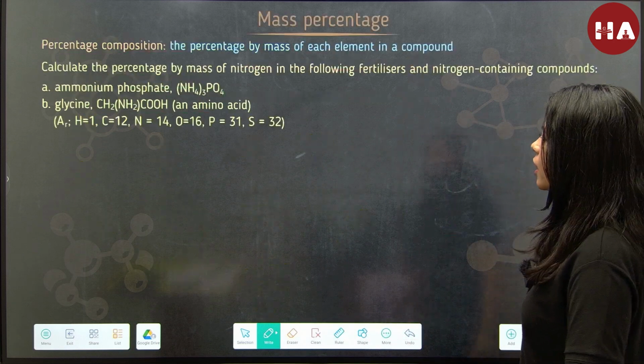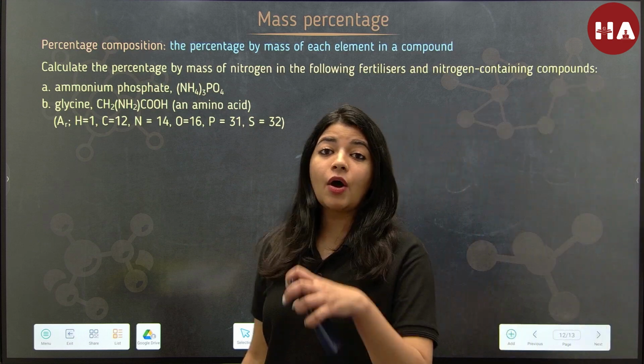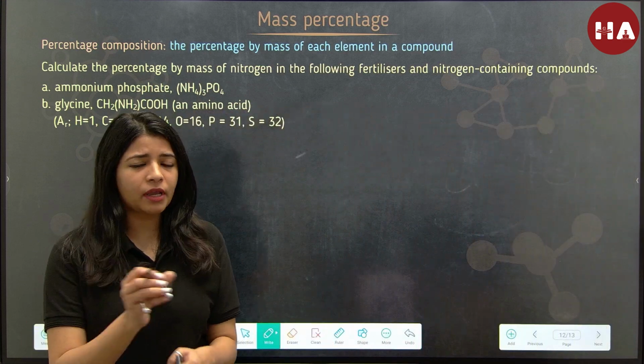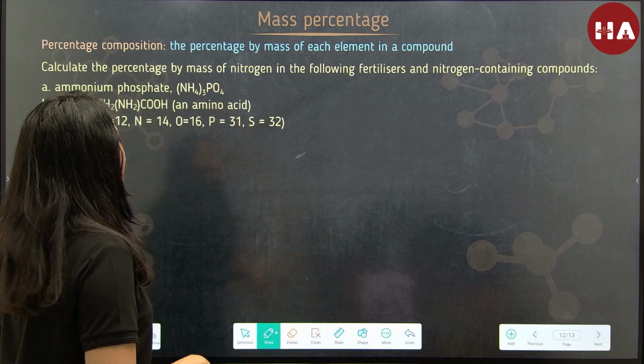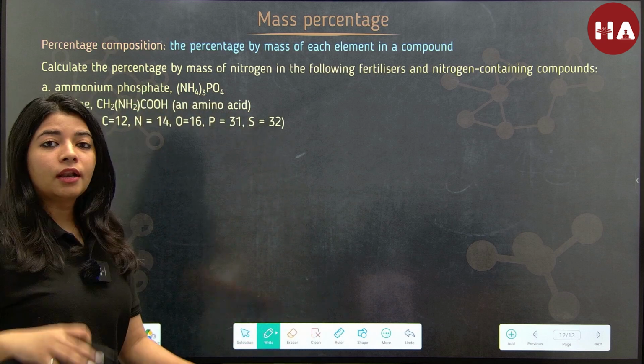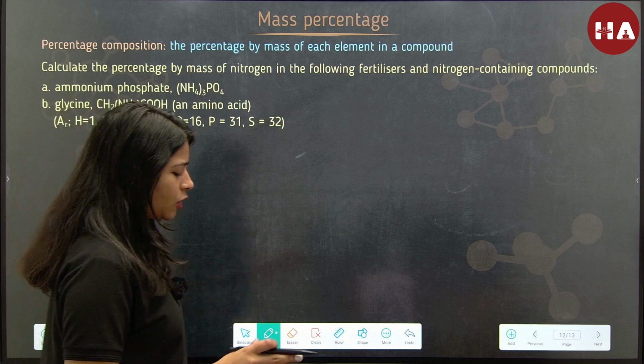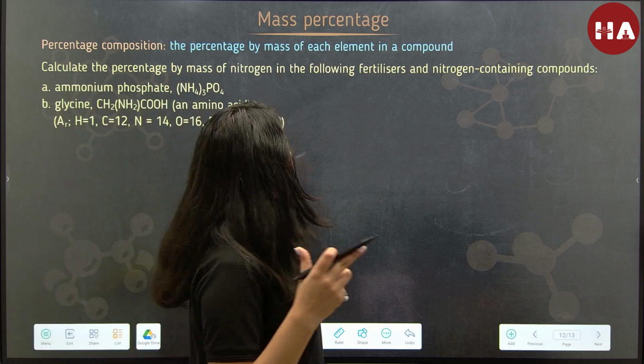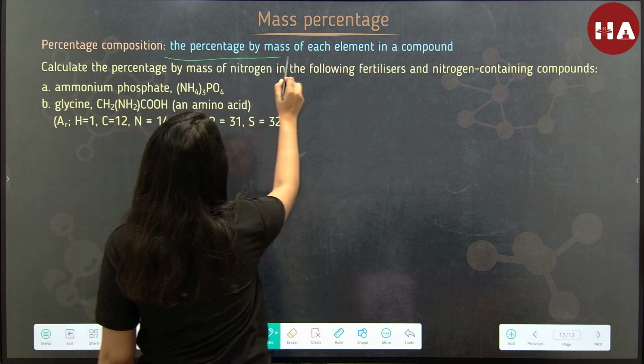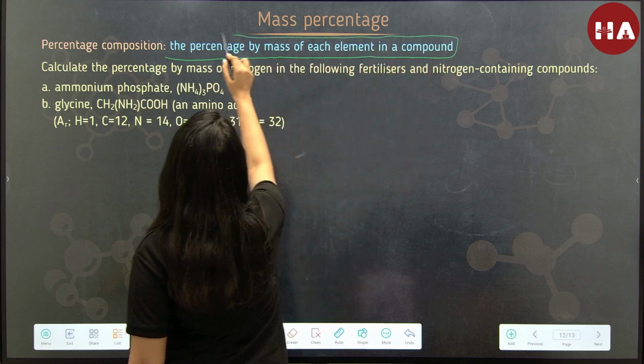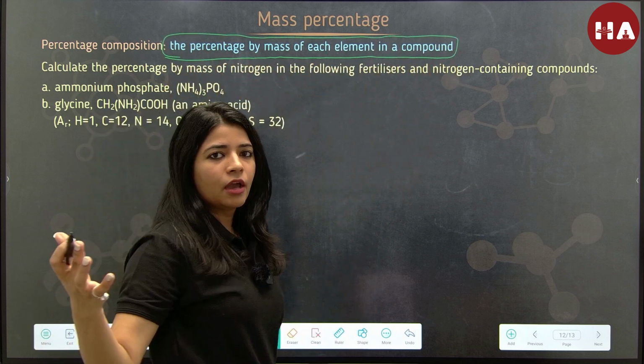Now let's move on. Now another very interesting and small topic, very easy to understand. Let's dive into it. Mass percent. Now, how do we calculate mass percent, or what is mass percent? The percentage by mass of each element in a compound is termed as mass percent. What does it mean?